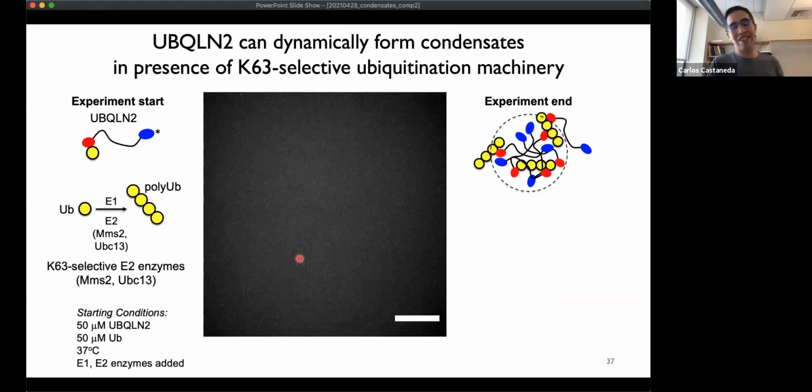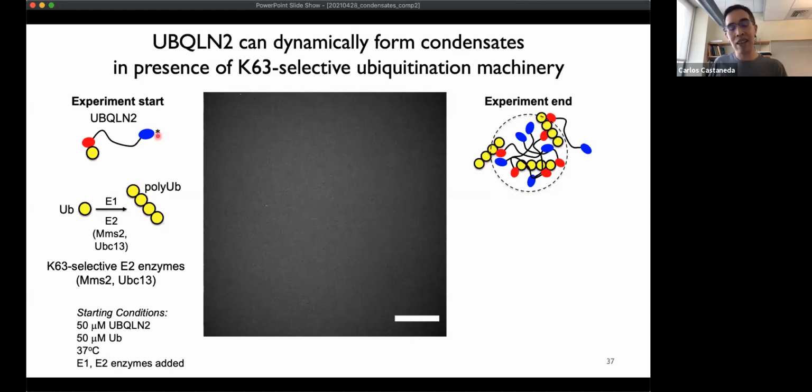And so we wanted to ask, well, let's try to mimic what the inside of a cell could look like, right? Let's imagine we've got ubiquilin around. Let's imagine we've got monoubiquitin around, right? So we're going to have an in vitro experiment here where we've got 50 micromolar ubiquilin, 50 micromolar ubiquitin. But what we're going to do is add E1 and E2 enzymes that are going to make K63-linked chains. And we're essentially going to add them and start recording and watch over time as to what happens.